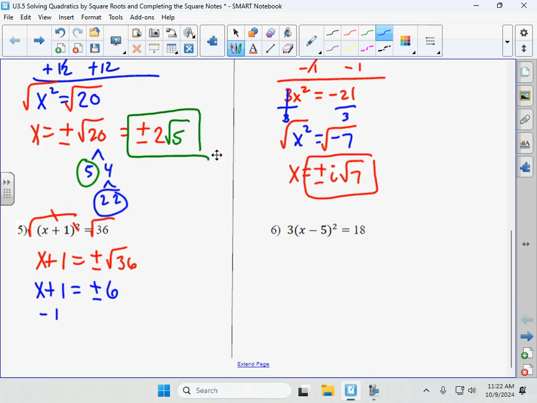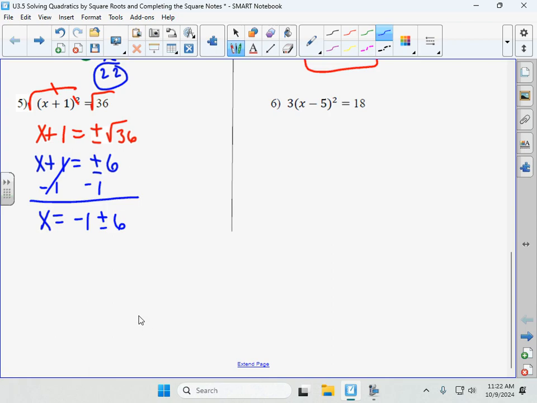Now we can subtract the 1 over. So I have x equals negative 1 plus or minus 6. Because there's no radical or i in this problem, we can simplify this down to 2 numbers and not just leave it as negative 1 plus or minus 6. What this says is negative 1 plus 6, and also negative 1 minus 6. So we actually want to add and subtract these 2 numbers. Negative 1 plus 6 is positive 5, and negative 1 minus 6 is negative 7.